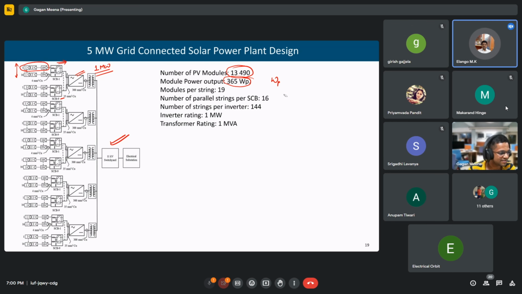Peak. Maximum output power, sir. Power at STC, standard test conditions. Yes, correct. Maximum power at STC: 25 degrees Celsius, 1000 watt per meter square irradiance. So this is the maximum possible output of that module. 25 degrees C cell temperature, not ambient. Correct. Ambient temperature also affects the output of the solar panel a lot. If the temperature is high, then the output will be low.